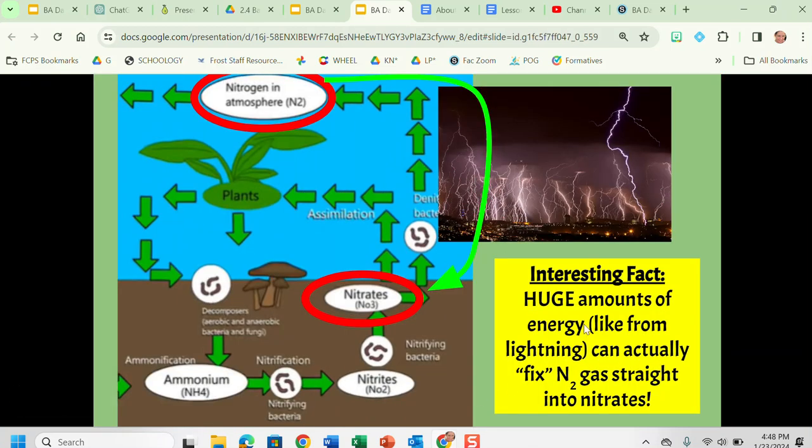Huge amounts of energy, like energy from lightning, can actually also fix nitrogen gas straight into nitrates. If that happens, it's happening in the air. And when we are fixing our nitrogen with bacteria over here in the soil, that's the other way. So lightning can strike the nitrogen that's in the air, just kind of floating around, and make nitrates.